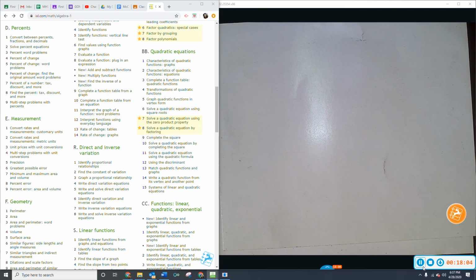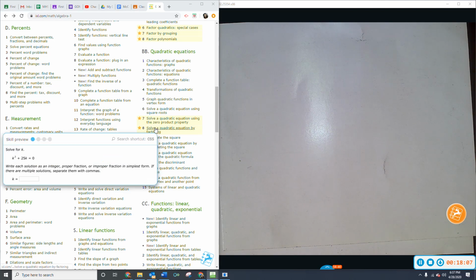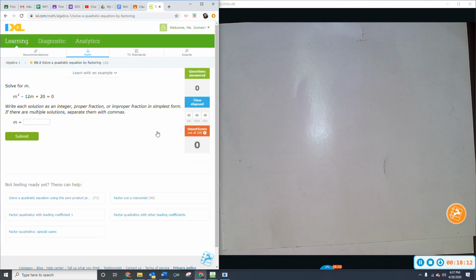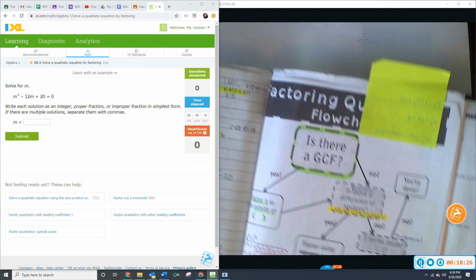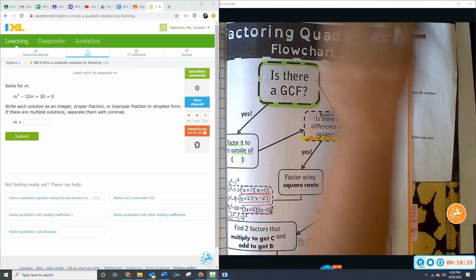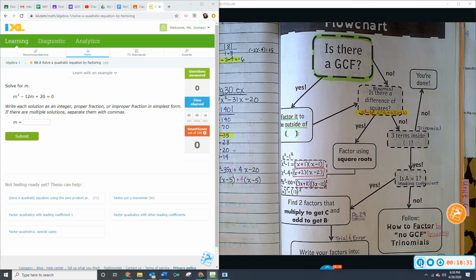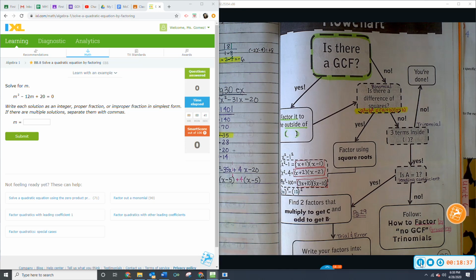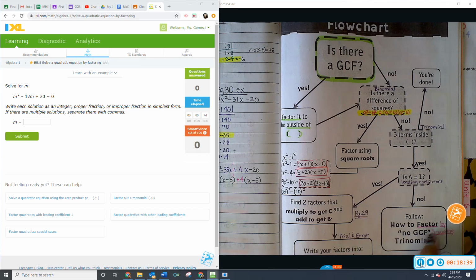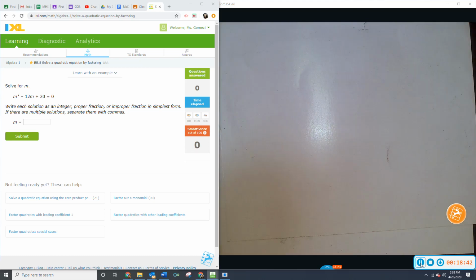So F.8 is solving a quadratic equation by factoring. You may want to refer to page 35, which was our factoring flow chart. Page 35, the one that I left in my classroom that I cannot get to. So, I bookmarked it here. This is our flow chart from one of my old classes. So here, always begin with, is there a GCF? Now, in our case, well, no, we don't have one.